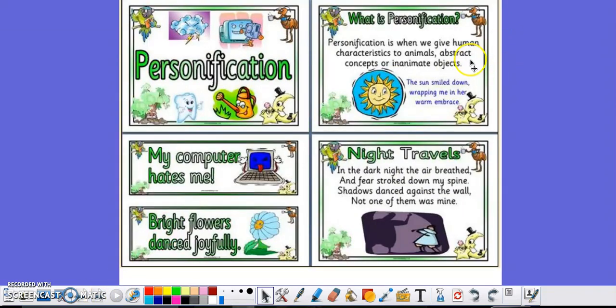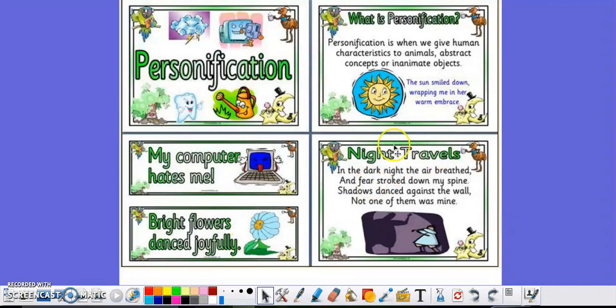Personification, as we mentioned, gives human characteristics or qualities to animals, abstract concepts, or inanimate objects. An example would be, the sun smiled down, wrapping me in her warm embrace. Really, it just means it's a warm day, but it's a more interesting way to help the reader visualize. My computer hates me is personification, telling me that maybe you're having issues with your computer that day. Bright flowers dance joyfully. Perhaps they're growing because the sun is shining down on it, but rather than just say that, we use personification to describe the flower's growth.